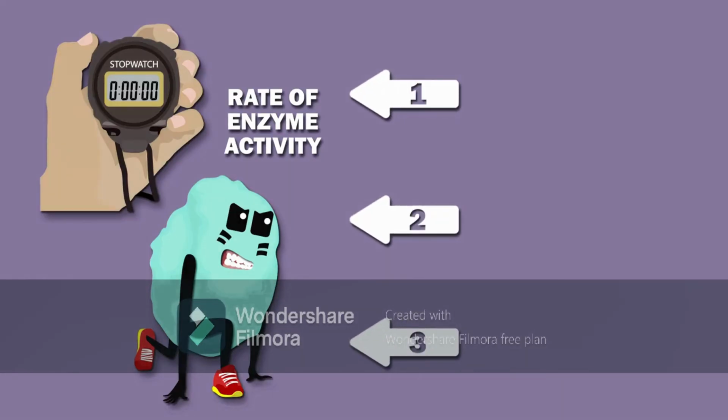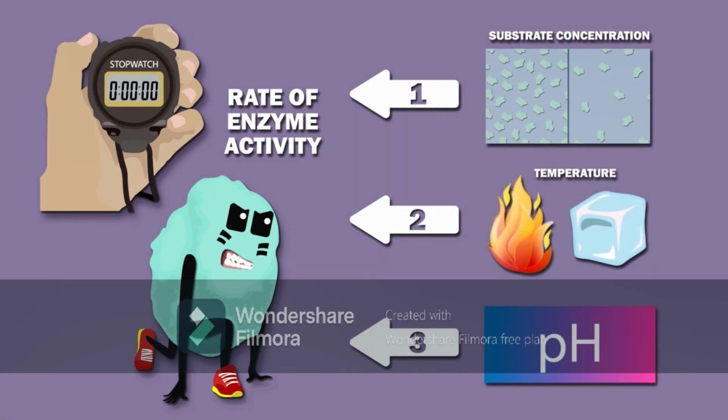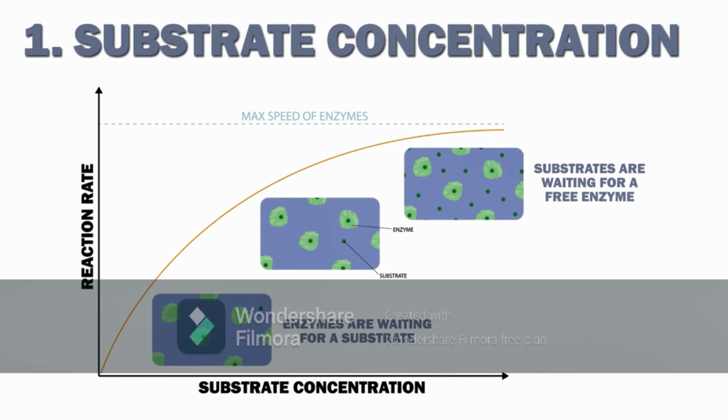Three important factors which impact the rate at which enzymes catalyze reactions are substrate concentration, temperature, and pH. Substrate concentration is important because at very low concentrations, many enzymes are just waiting around for a substrate. At high concentrations, all the enzymes are hard at work, and the extra substrates are waiting around for a free enzyme. So as substrate concentration increases, the amount of enzyme activity saturates, as shown in this graph.